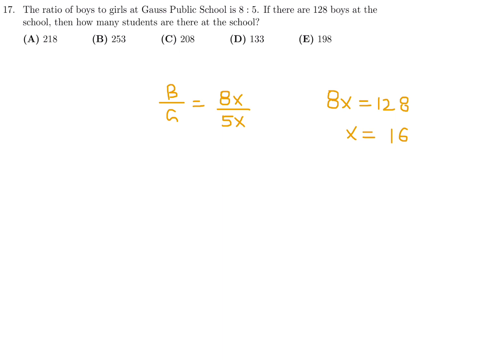So how many students are there? Well, in total there's 8x boys plus 5x girls. So that's 13x in total. Well, x we just calculated as 16. So plug that in. 13 times 16 is 208. And that is the total number of students. So number 17, the answer is C.